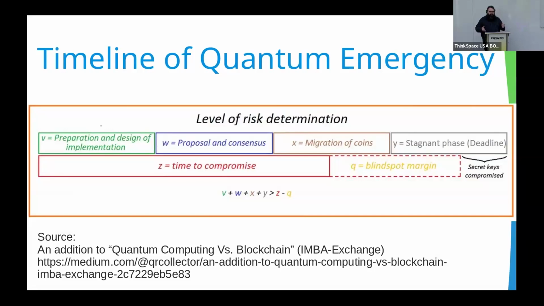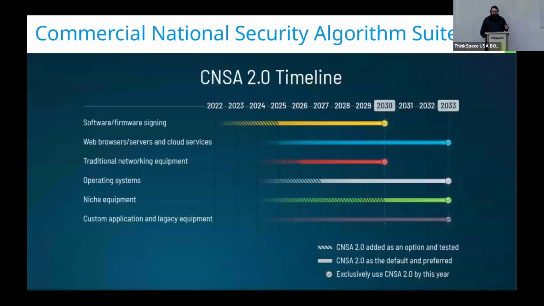Somebody has actually put thought into what a quantum emergency might look like, how this will occur, and it really just depends on the level of risk people are perceiving, and of course there are actions we can take to mitigate against that. Additionally, if you want to know the government's timeline for when they want to be prepared for quantum computing, it's around 2029 to 2033, as you can see here.